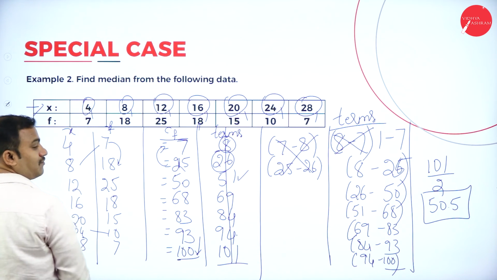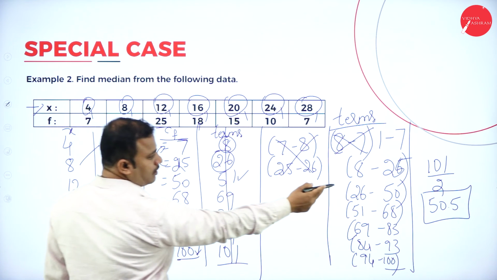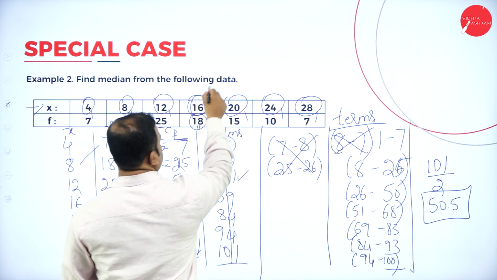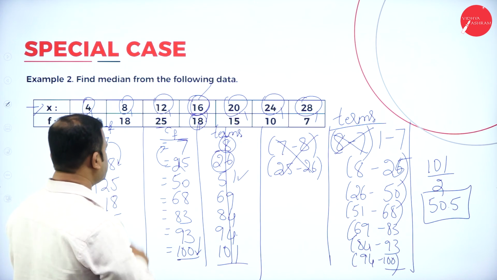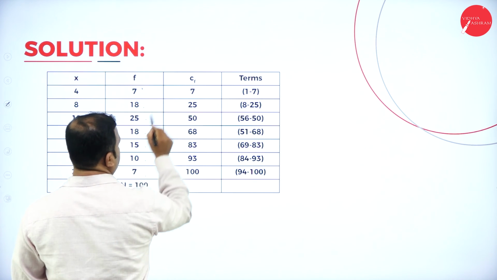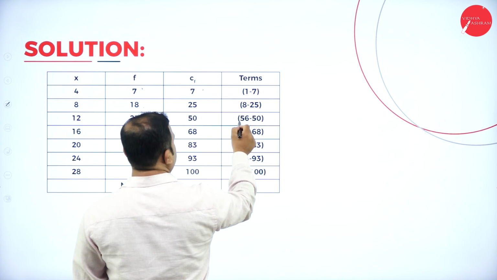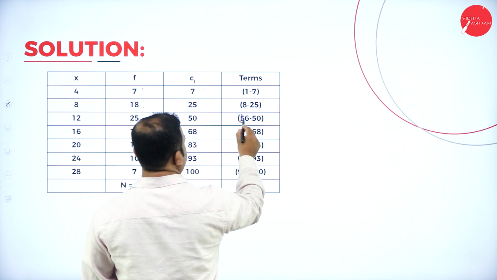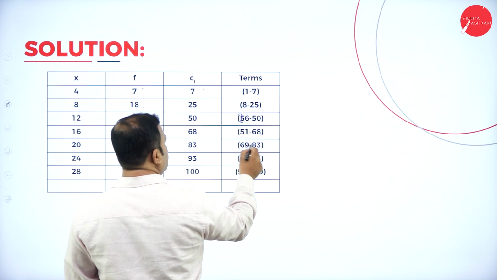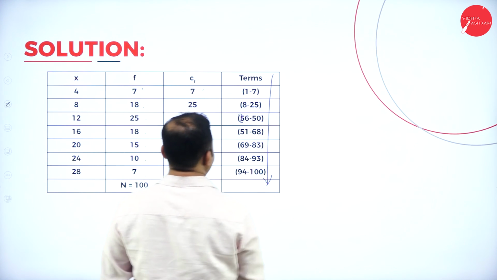7 plus 18 is equal to what? That is equal to 25. 25 plus 25, that is equal to 50. 50.5 means we will get the value which is equal to this term, that is 16. 16 is the median of these items. Please see to it here. 7, 18, 25, 18, 15, 10, 7. 1 to 7, then 8 to 25, then 26 to 50, then 51 to 68, then 69 to 83, then 84 to 93, 94 to 100. We are left with these terms here.